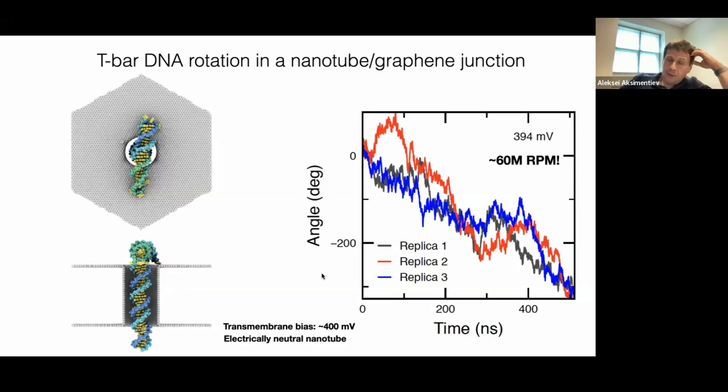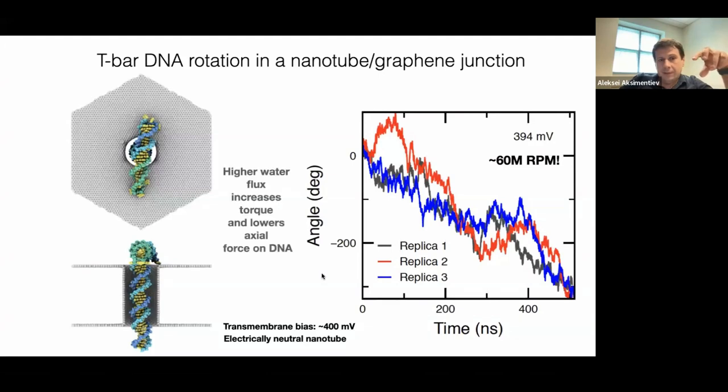So one thing to note here is that in principle, it's beneficial to engineer a system to have as high a water flux as possible, because in this system, the water flux actually counteracts the pull of the electric field. So in principle, you can engineer a system that will have precisely zero axial force on the DNA molecule, but have a very high flux. And that very high flux translates into very high torques. So in principle, it's possible to engineer even more efficient systems than the one that I'm showing here.